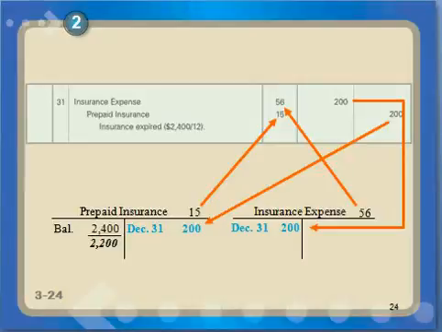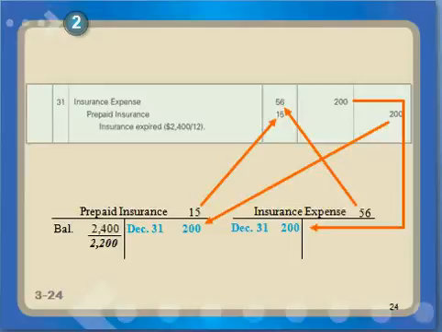On December the 31st, see in our date column we have 31. At the top of the page, remember, it would have the year and the month. But we debit the insurance expense for $200, 1/12 of the $2,400, and then we credit prepaid insurance for $200. The account number for the insurance expense is 56. That's what that post reference number 56 means. And the account number for prepaid insurance is 15, and that's what that post reference means.